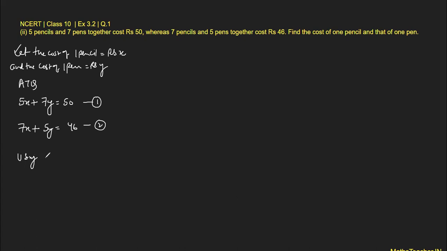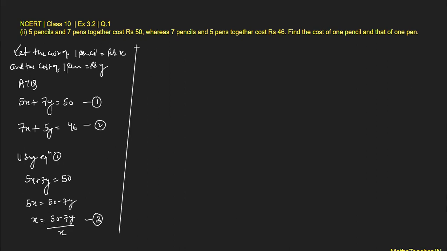Okay, let's do it. I'm going to use equation number 1 and find out the value of X. So 5X plus 7Y is equal to 50, so 5X is equal to 50 minus 7Y. So X is equal to 50 minus 7Y upon 5. Now I take it as equation number 3. I am going to put different values of Y in this equation so that I will have simple solutions, or values of X.